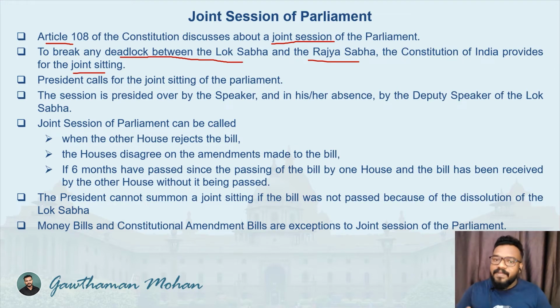But what happens if one particular house accepts a bill and passes it to the other house, and the other house rejects it? What will happen? Then there comes the deadlock. That is what is known as the deadlock. The president calls for the joint sitting of the Parliament. So who calls for the joint sitting? The president calls for the joint sitting.